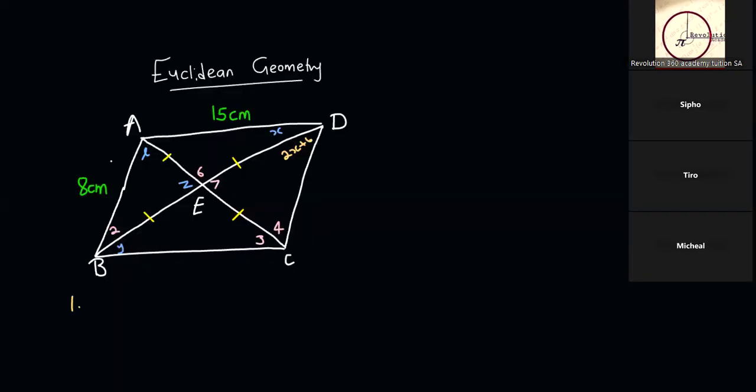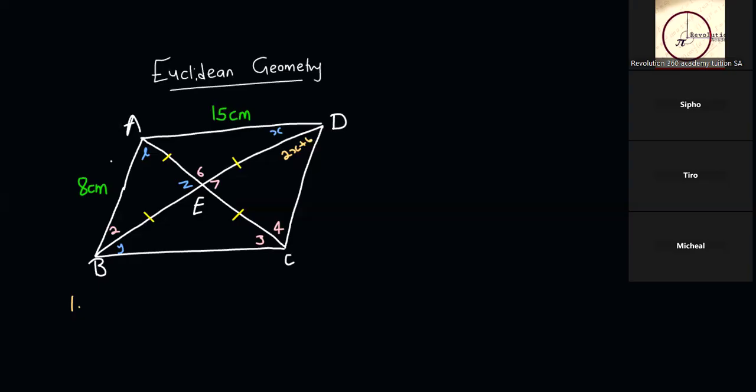So on number one, that's saying classify quadrilateral ABCD, giving reasons for your answer. I didn't draw it accurately myself, so check the one I've just sent in the group. When you look at that diagram, ABCD is simply a rectangle. You are going to be able to see it accurately. They're saying we must classify it.